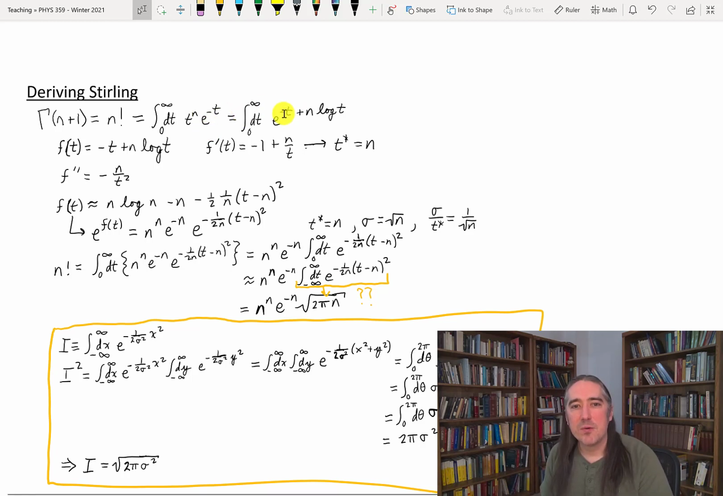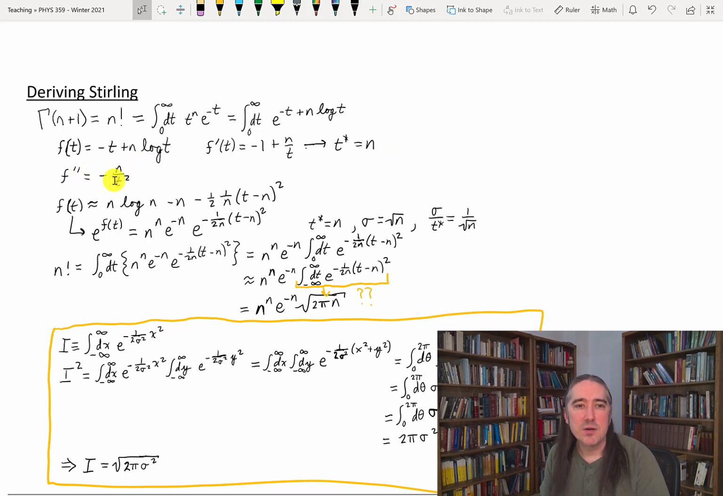So I have now rewritten this as e to the minus t plus n log t. Same formula, but now everything's in the exponent, so we can play this trick of Taylor expanding the exponent. I'm going to define f of t as the stuff that's up here in the exponent. F prime is minus 1 plus n over t. So the maximum of that function, again an extremal point, but it's a maximum, when you set this equal to 0, you just get t star equals n.